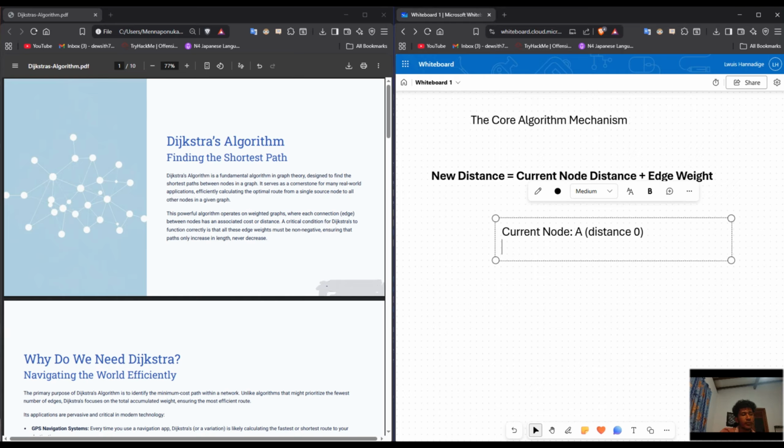Next, we are going to B, to the edge B. So the edge weight will be 3. So the calculation, new distance. We are going to find the distance between the current node, that is node A, to the node B, where the edge weight is 3. Now we are going to find the distance.